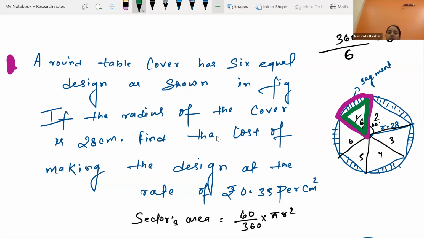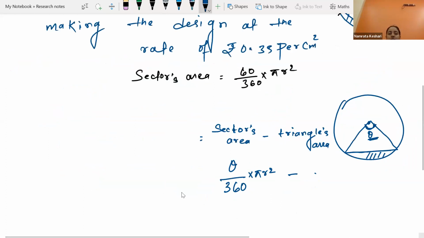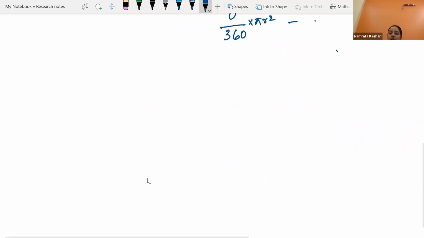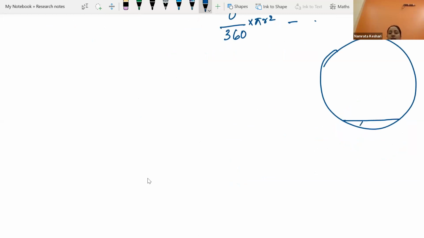To subtract the area of the triangle, we'll be using the older formula. Okay, area of the triangle, that is 1 by 2 into base into height. So area of the triangle, let me write the formula. It will be 1 by 2 into base, okay, into height. Now we are having a circle like this. I'm drawing only one segment, okay, this area.